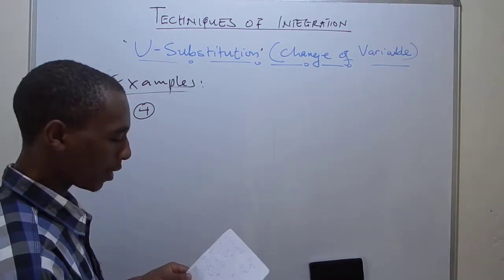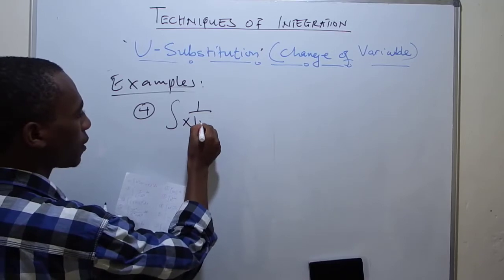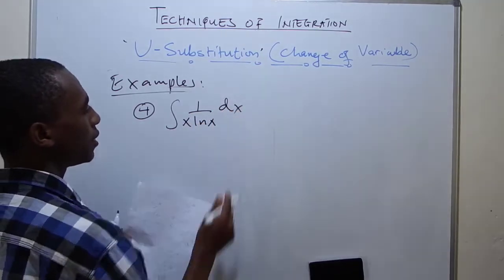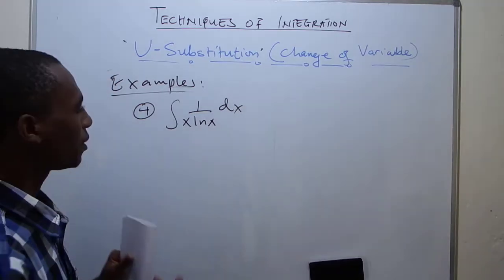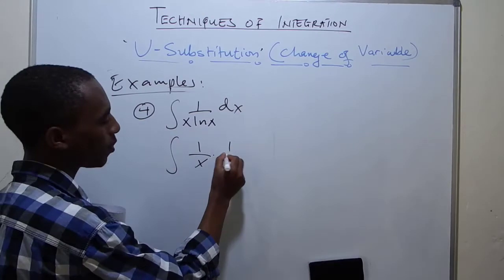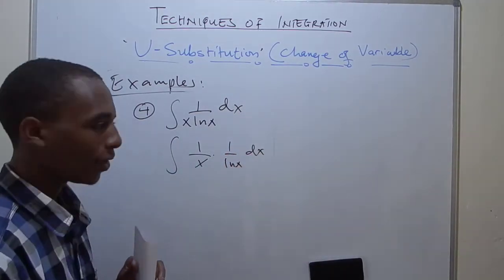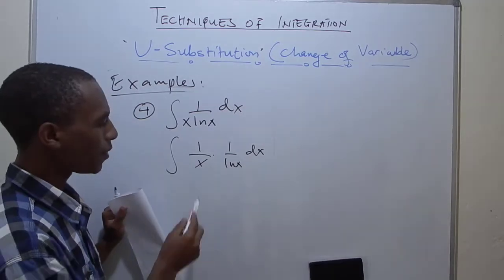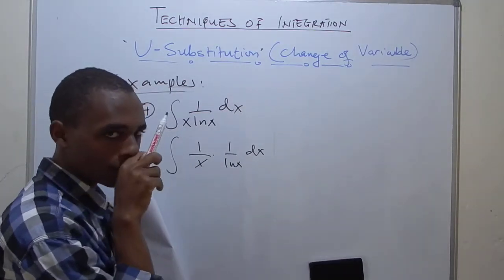Example number 4, let's have the integral of 1 over x times the natural log of x dx. Okay, so let's take a moment and look at this function here. I'll actually write this as the integral of 1 over x times 1 over the natural log of x dx. What's important here is you can see that we have 1 over x and then we have 1 over natural log of x.